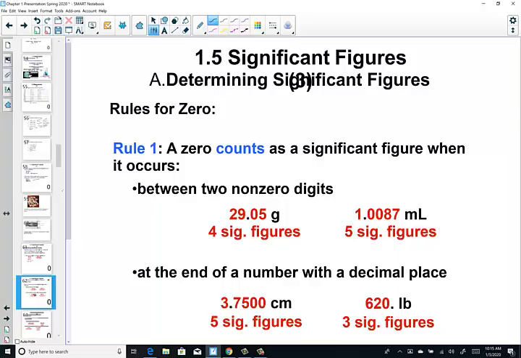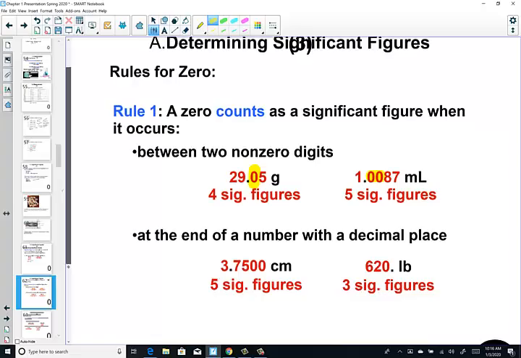A zero counts as significant when it's between 2 non-zero numbers. So that's critical. Here's a 0 found between non-zero digits, automatically counted as significant. 29.05 has 4 sig figs. Here are zeros found between non-zero numbers. That means they're automatically significant. That's 5 sig figs.